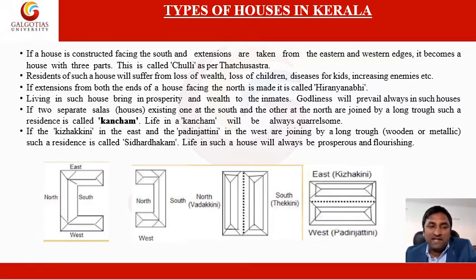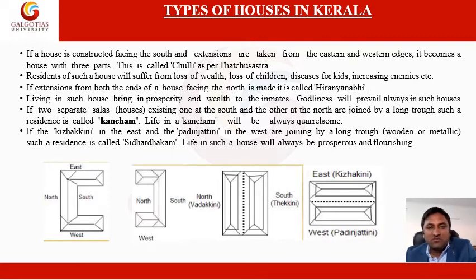If two separate sala houses exist, one at the south and the other on the north, joined by a long arrangement, it is called Kanchanam. The life of the residents will be always quarrelsome. And if two salas are adjoining, with east and west facing, that is called Siddhakam. Life in such a house will always be prosperous and flourishing.